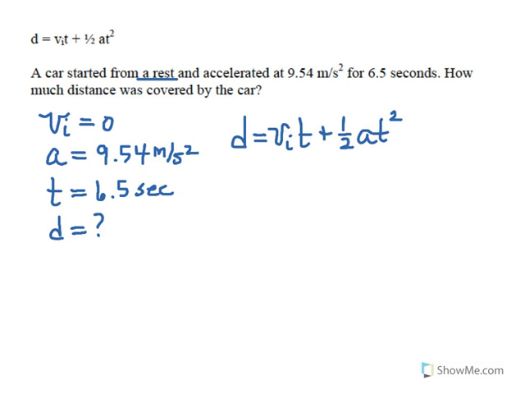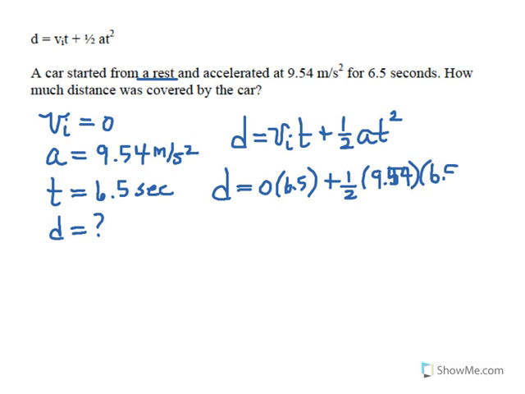All right, we're looking for the distance. My initial velocity is 0. My time is 6.5 plus 1/2 the acceleration, which is 9.54. Sorry about that. And my time is 6.5, but do not forget this squared. Now, what is 0 times any number? And hopefully you realize it's 0, so that whole thing goes away. I don't even have to include it anymore.